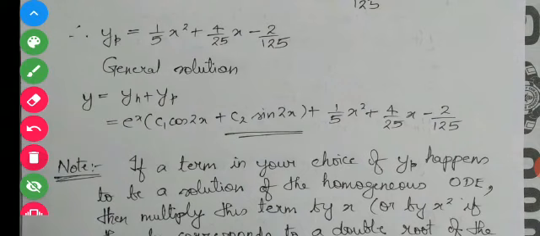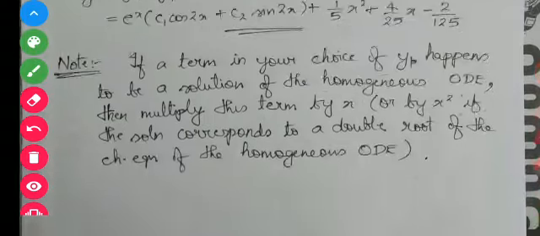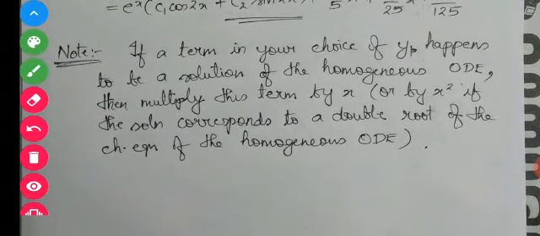Next, we are going to look at a special case. We are going to look at a note here. First I'll read that note. That is, if a term in your choice of yp happens to be a solution of the homogeneous ordinary differential equation, then multiply this term by x, or by x square if the solution corresponds to a double root of the characteristic equation of the homogeneous ODE. Now this note I'll actually explain with some examples.